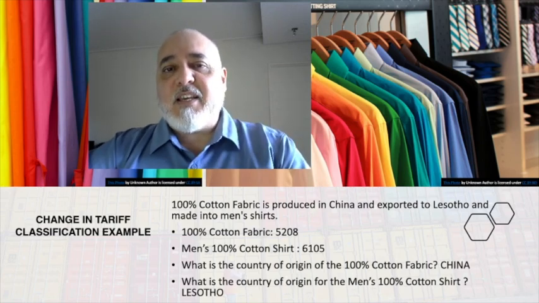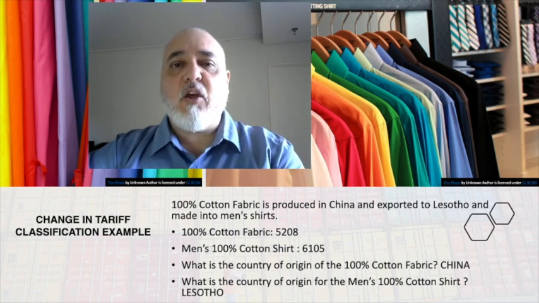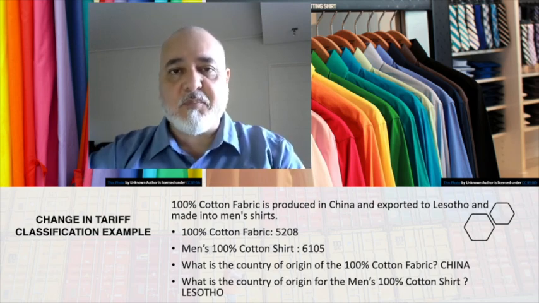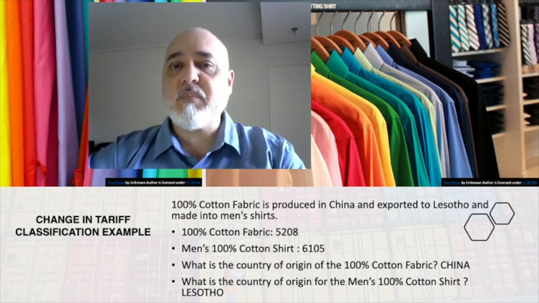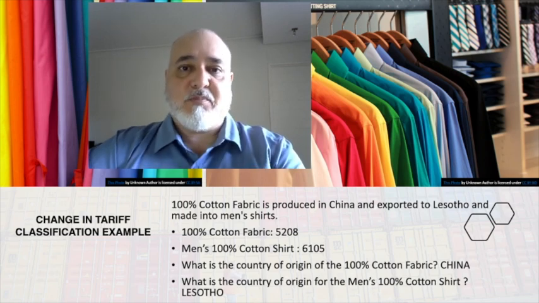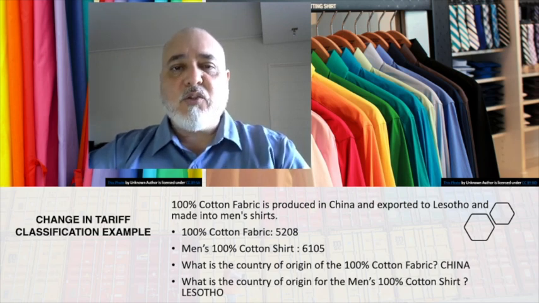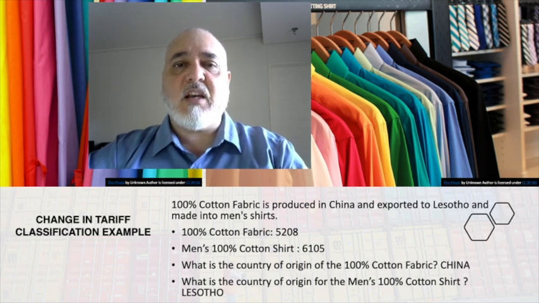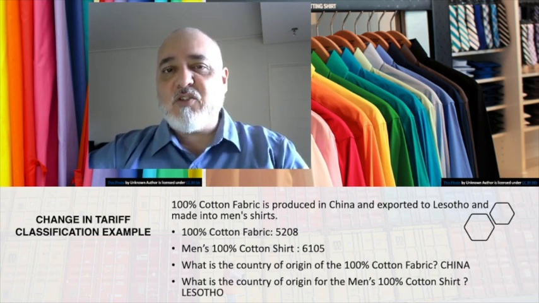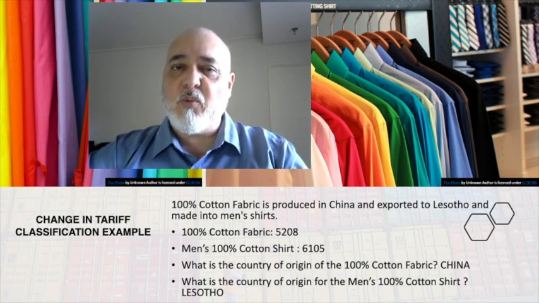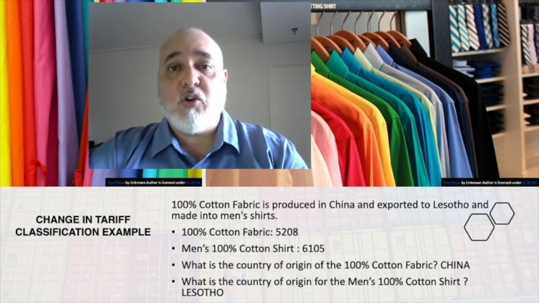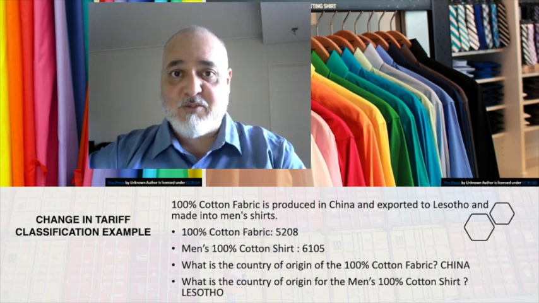Let's see the application of this criterion in another example. In this case, we have a 100% cotton fabric produced in China and then exported to Lesotho, where it is used to make men's 100% cotton shirts. According to the criterion of change in tariff classification, a good is considered as substantially transformed when it is classified in a heading or subheading different from all non-originating materials used.